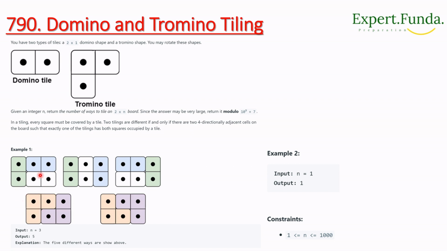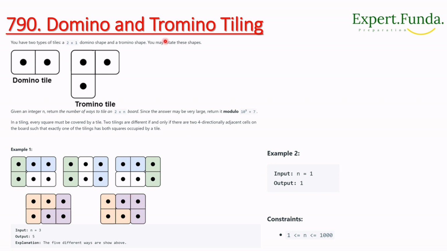If we check this, the total is 5 different ways we can do that, like this and this. Initially we are passing 3, and for this 3 there is one combination. If we rotate this one like this, then it will become like this, and so on. We can do that with at least 2 combinations. Okay, that's all.